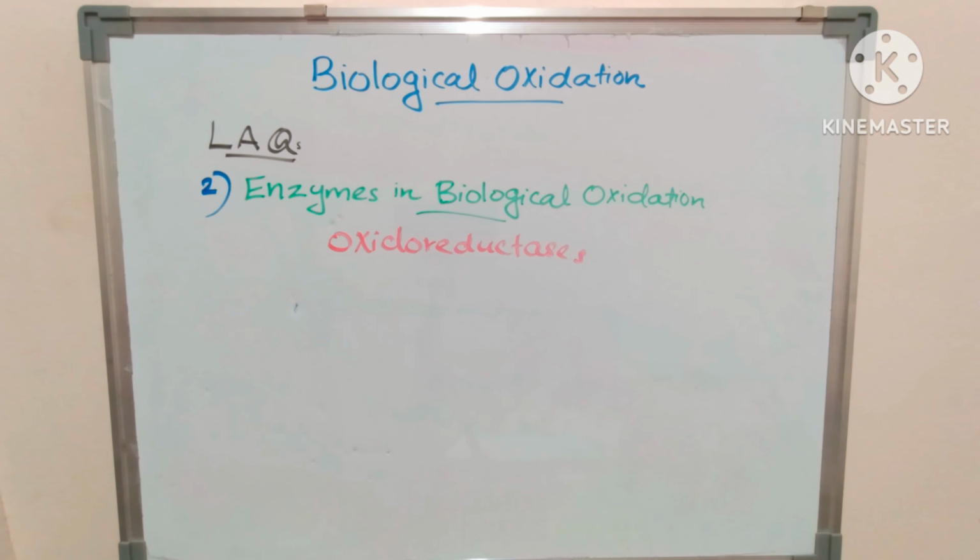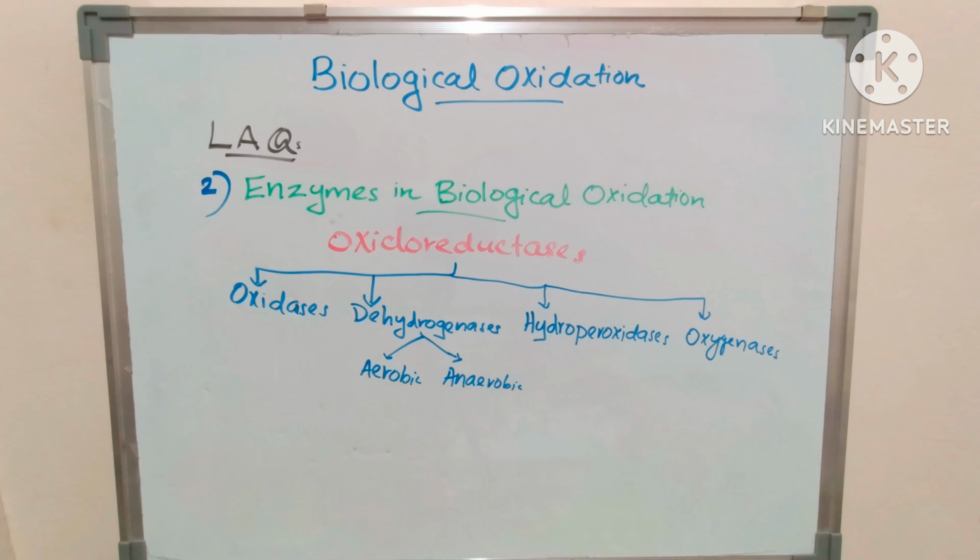Second important question is enzymes involved in biological oxidation. All the enzymes which are participating in biological oxidation belong to the class of oxidoreductases. There are 4 subclasses: oxidases, then dehydrogenases. Dehydrogenases include aerobic and anaerobic dehydrogenases. Then third class is hydroperoxidases and oxygenases.